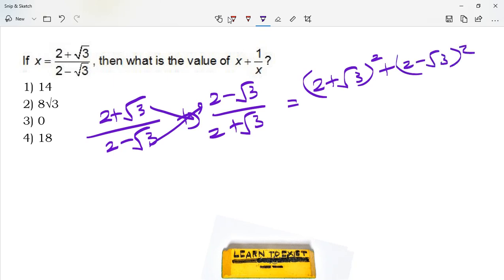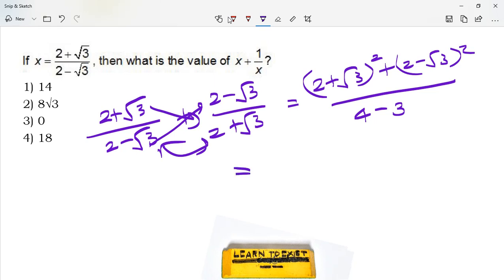So we can already see this is in the format a plus b whole square plus a minus b whole square, and the denominator will have 2 minus root 3 into 2 plus root 3. So 2 square minus root 3 whole square, right? A plus b into a minus b, a square minus b square. So we'll have 4 minus root 3 whole square, which will be 3.